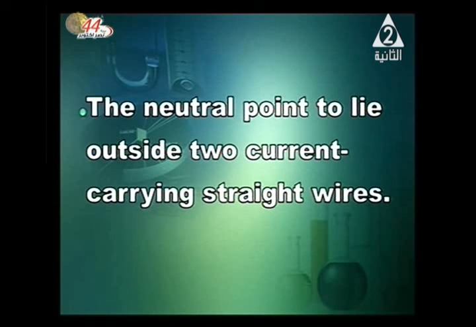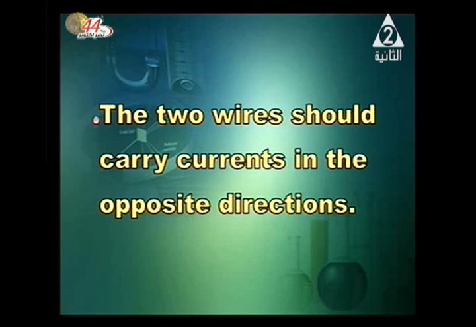What are the conditions required for the neutral point to lie outside two current carrying straight wires? So we have two straight wires that carry currents, and we want to have the neutral point outside the two wires. What are the conditions? This happens when the two wires carry currents in opposite directions. So the two wires should carry currents in opposite directions.